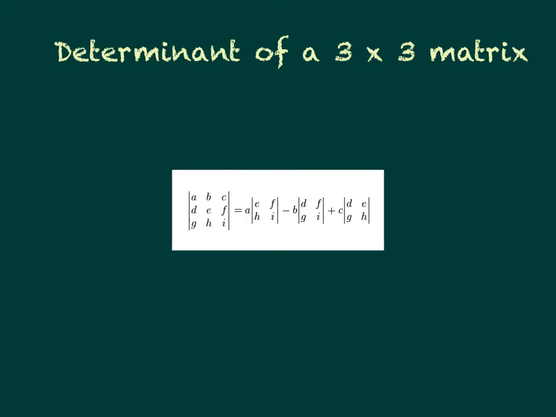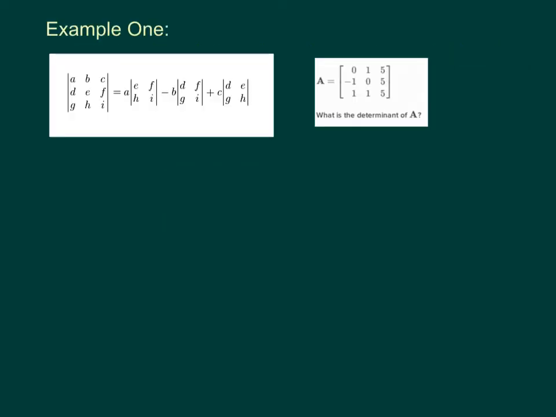This video is going to show you how to find the determinant of a 3 by 3 matrix by hand. It will involve finding the determinant of 3 separate 2 by 2 matrices, which you should already know how to do. Before we jump in with an example, let's just look at this formula up at the top left.